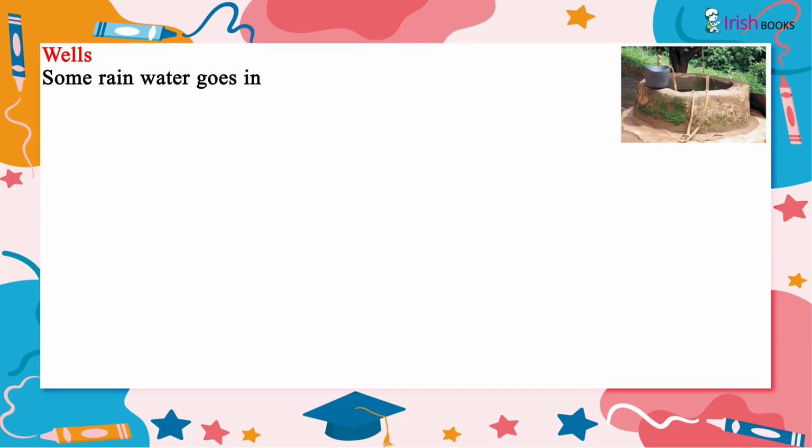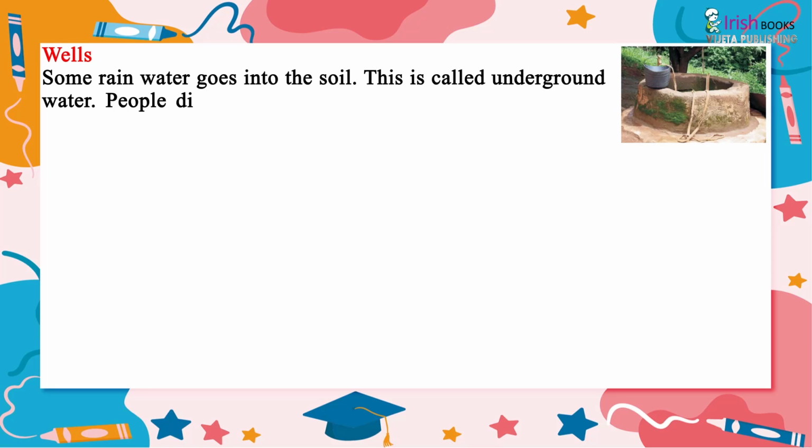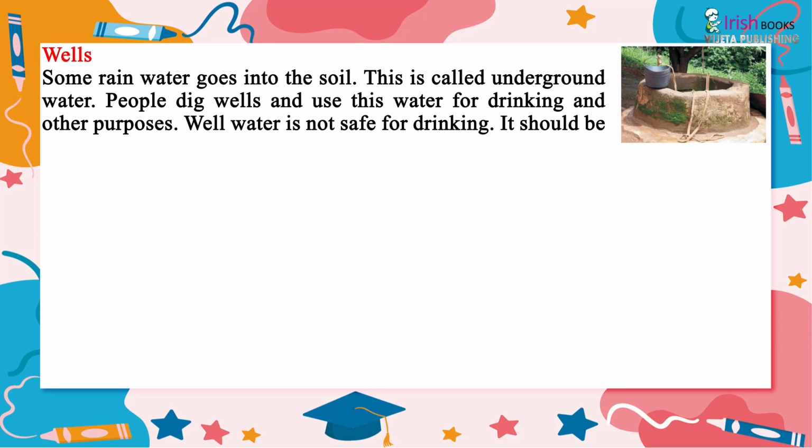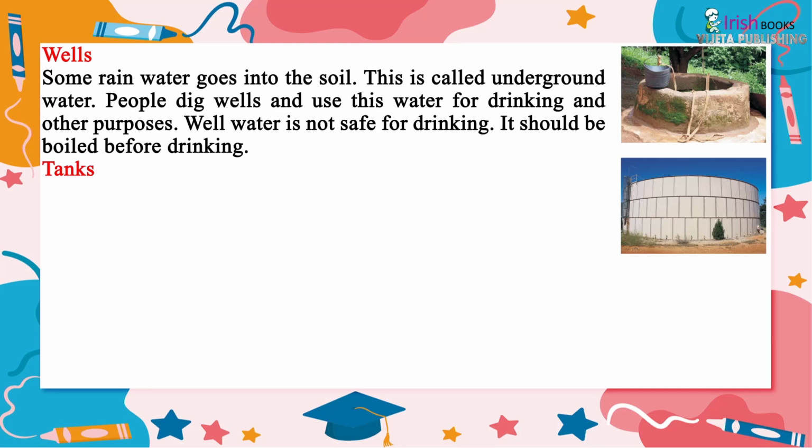Wells. Some rainwater goes into the soil. This is called underground water. People dig wells and use this water for drinking and other purposes. Well water is not safe for drinking. It should be boiled before drinking.